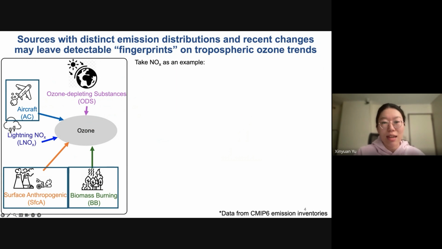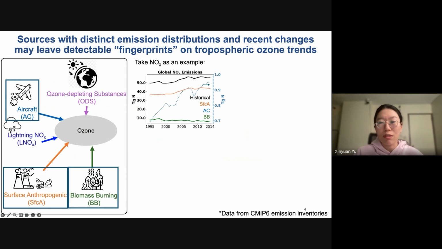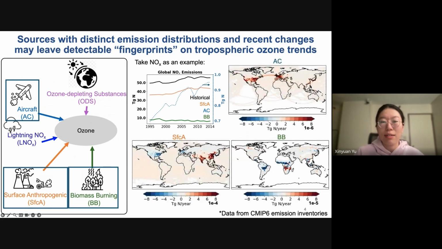And take NOx as an example here. I show the evolution of global NOx emissions over 1995 to 2030, and the trend patterns due to these three emission sources over this period. You can see that the trends of different sources are distinct in magnitude and size. So this may leave us some detectable fingerprints on the tropospheric ozone trends.